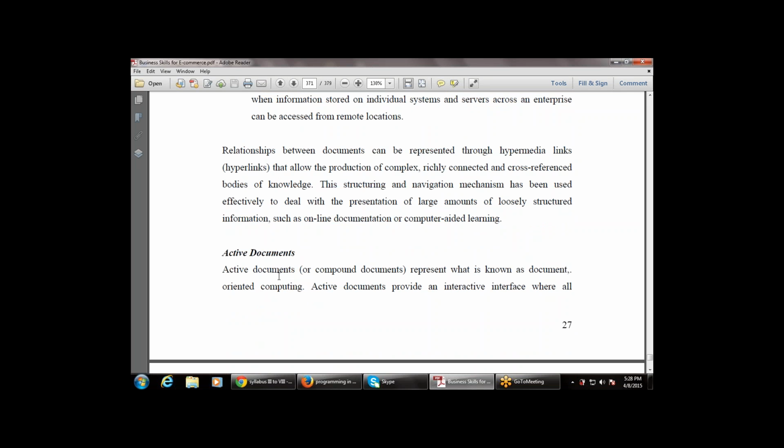The next one is the active document. That is the next part. That is the next document. That is the active document.